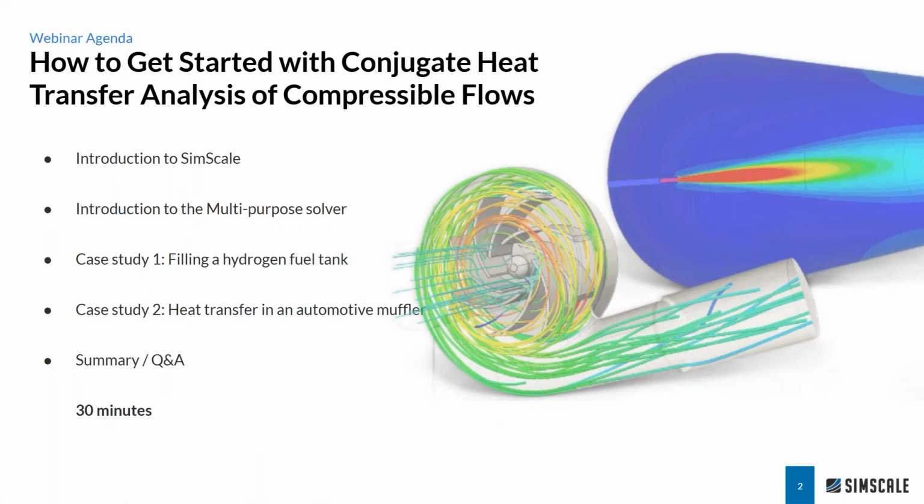Before we proceed, let's take a quick peek at how the webinar is structured. We will go through a very brief introduction to SimScale and SimScale's flagship solver Multipurpose, which is the one where we are going to demonstrate the conjugate heat transfer feature, specifically as applied to compressible flows. This would be demoed using two industrial case studies: a hydrogen fuel tank filling and heat transfer in an automotive muffler. And as I said, we will try to wrap up such that we have a few minutes left over for Q&A at the end.